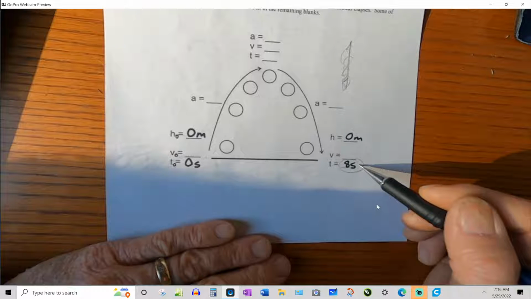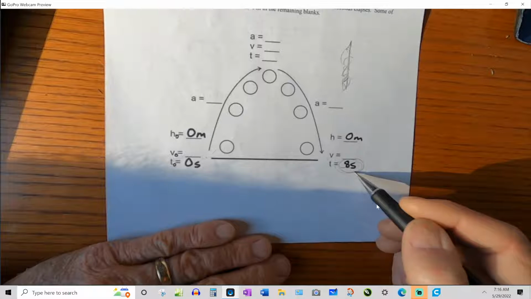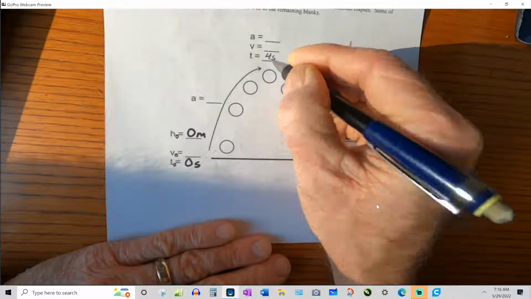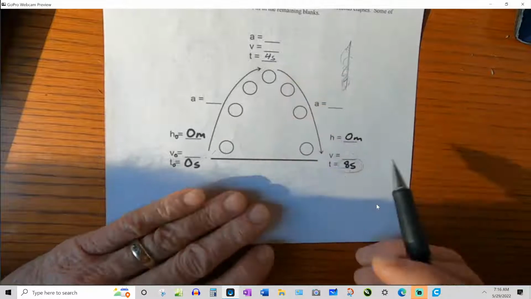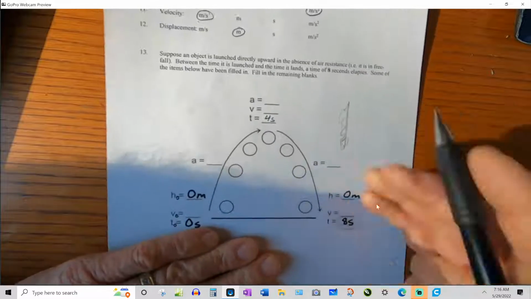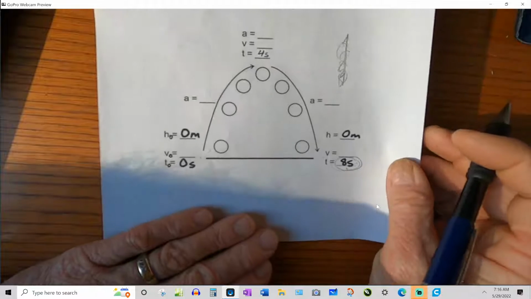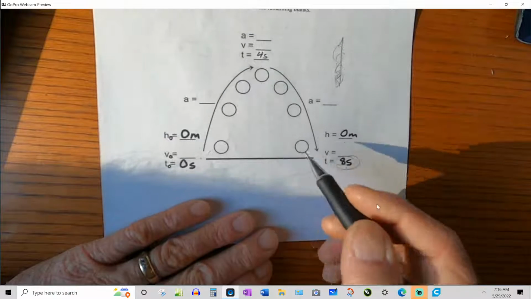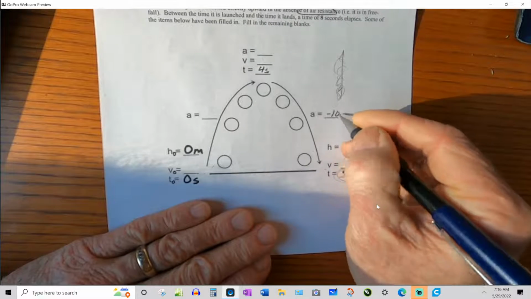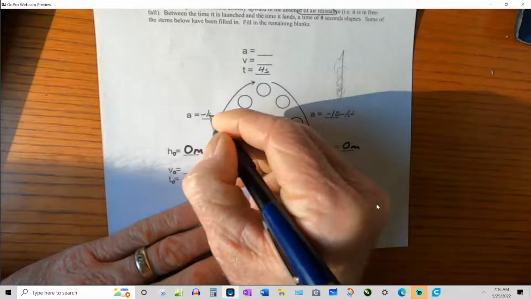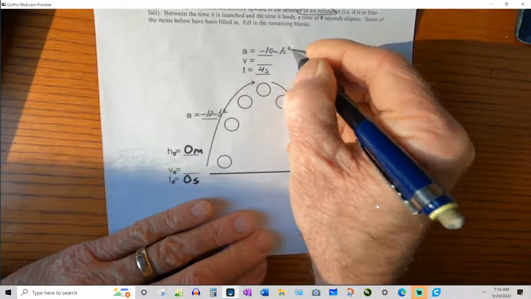This is going to be an even number. It may not be 8. So what you do is you take the time for the entire flight, divide it by 2, and you put it here, because everything is symmetric. It takes the same amount of time to go up as it does to go down, assuming that there's no air resistance, and that's what you'll be assuming here. The acceleration, once it's in free fall, which means no air resistance, the acceleration everywhere is negative 10 meters per second squared. Negative 10 meters per second squared, and it doesn't stop accelerating even when it's at the top.